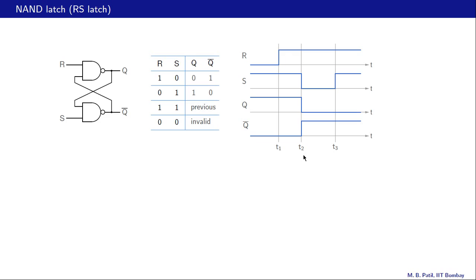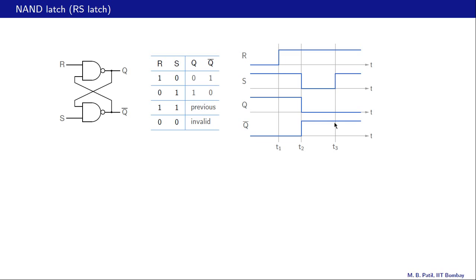At T2 there is a change. S changes from 1 to 0. R continues to be 1. So we have R equal to 1, S equal to 0. So let us look at this entry. R equal to 1, S equal to 0. So that resets the flip-flop. That means Q becomes equal to 0. And this happens irrespective of what happened in the past. So Q becomes equal to 0 and Q bar becomes equal to 1.